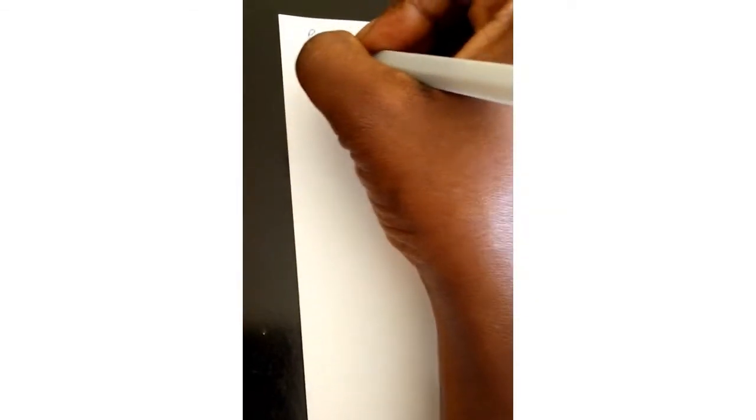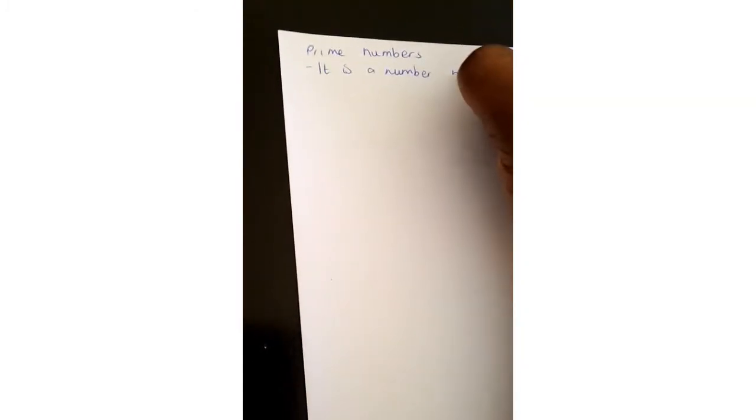Next up we are doing is prime numbers. What is a prime number? A prime number is a number with only 2 factors, that is itself and 1. It has 2 factors, that is itself and 1.